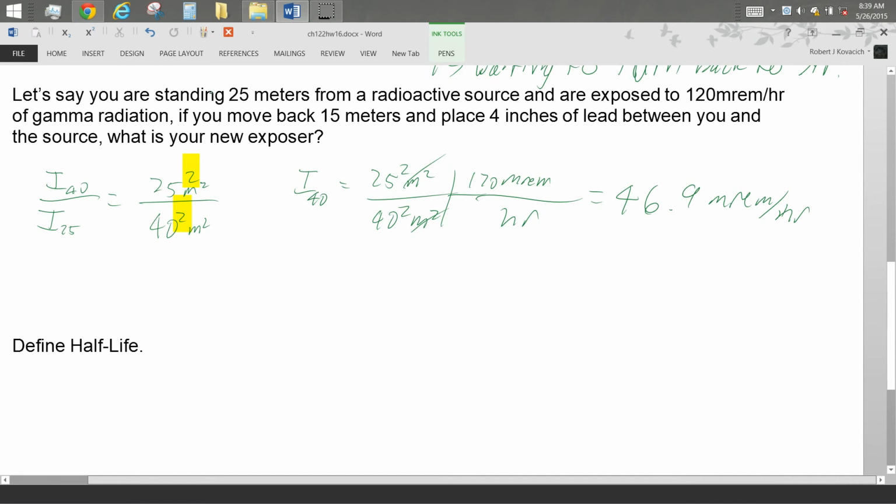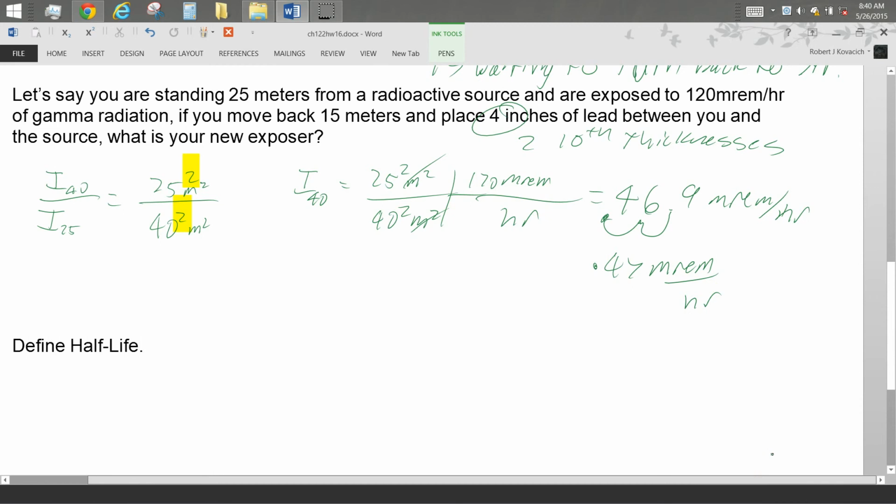So I put 4 inches of lead, and since this is gamma radiation, the tenth thickness for lead is 2 inches. So I put 2 tenth thicknesses of lead. So what do I do with a tenth thickness? I just move this decimal place. I have to move it over 2 spots to make it 2 spots smaller, so I'm going to end up getting 0.46. I guess I only have 2 sig figs, so 0.47 millirem per hour.